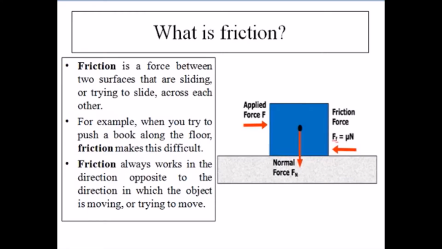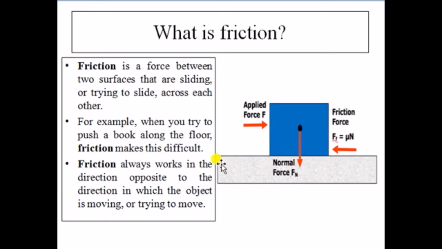Friction is basically a force between two surfaces that are sliding or trying to slide across each other. A best example for that is when you're trying to push a book along the floor, friction makes it difficult.